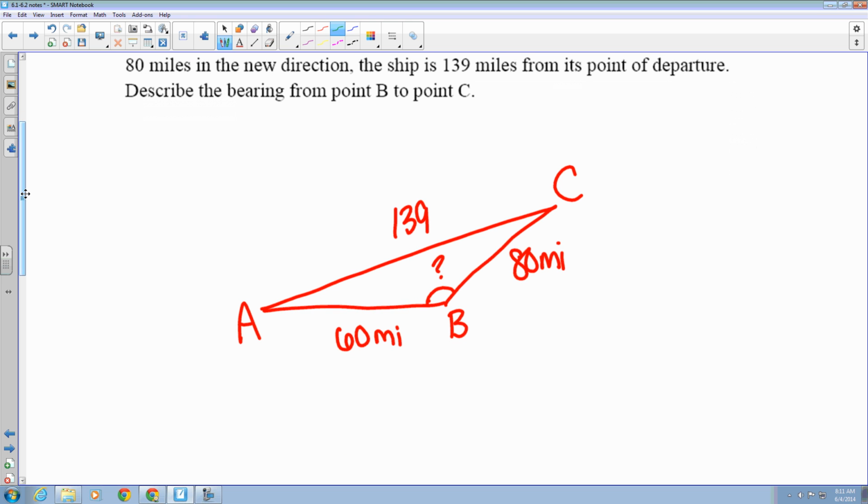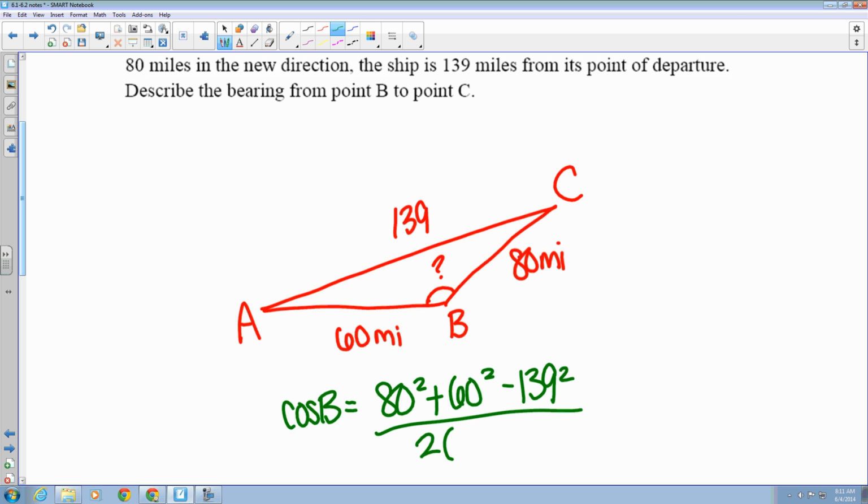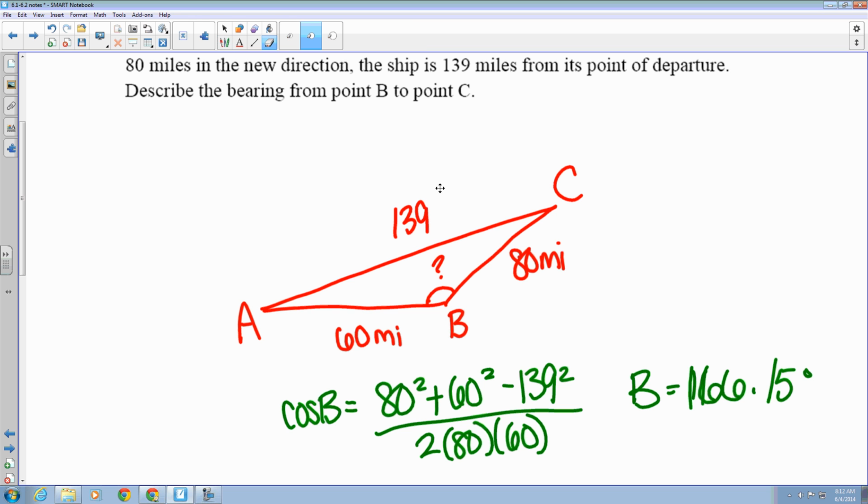Okay, so I need to find that angle B in there before I can find the bearing. So cosine of B, this is one of the rearranged equations. It's 80 squared plus 60 squared minus 139 squared, divided by 2 times 80 times 60. Take the inverse cosine of all that, and my angle B is 166.15 degrees.